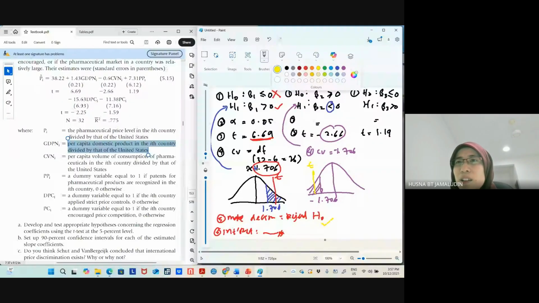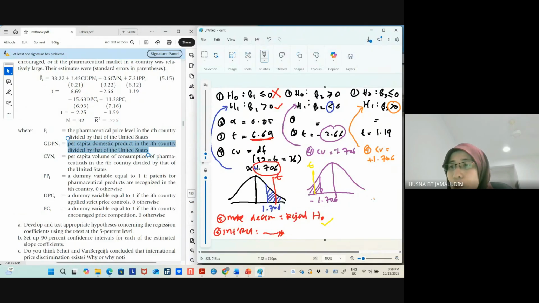Yellow color is not really looking good. So the next one is T is 1.19. How about the CV? CV will be the same. So number 4, CV will be the same, 1.706. But in this case, the CV is positive. So when you draw your diagram, it will be this side, 1.706. So this will tell you the rejection region.